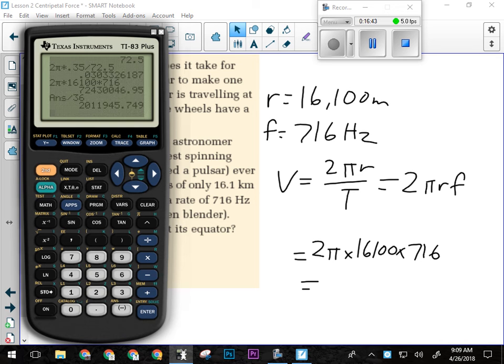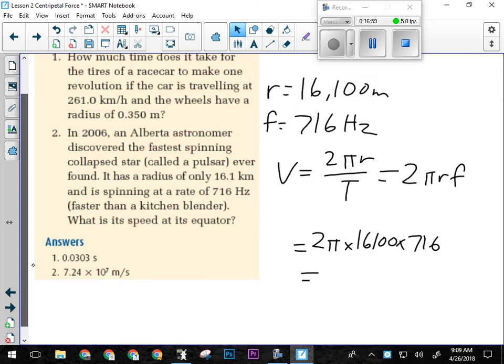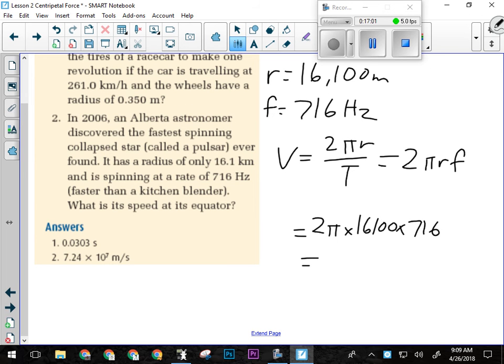Whoop, add one more to that. So 20 million. Fast. All right, to give you some idea, just as a comparison, the speed of light is 3.00 times 10 to the 8 meters per second. So these things are spinning really fast, really, really fast.